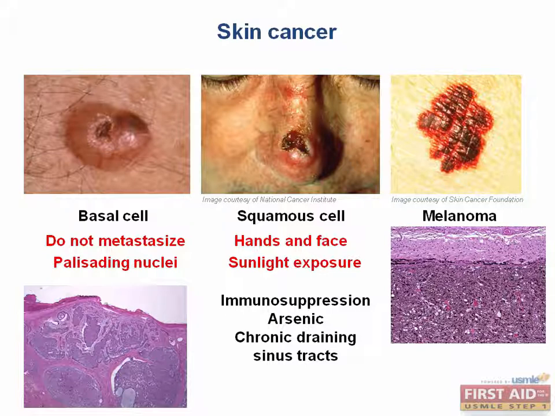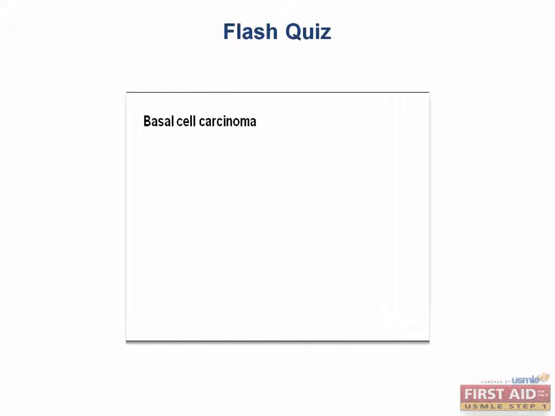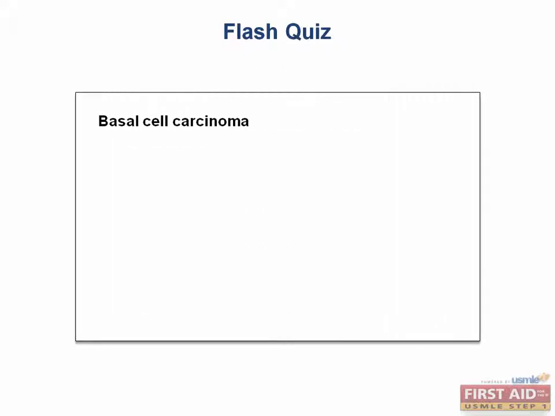You should excise it with wide margins. What if you have a patient with mets? Check the patient for the BRAF V600E mutation and consider giving vemurafenib. Now what's vemurafenib? It's a BRAF kinase inhibitor. Flash quiz. What looks like palisading nuclei on punch biopsy? Basal cell carcinoma.